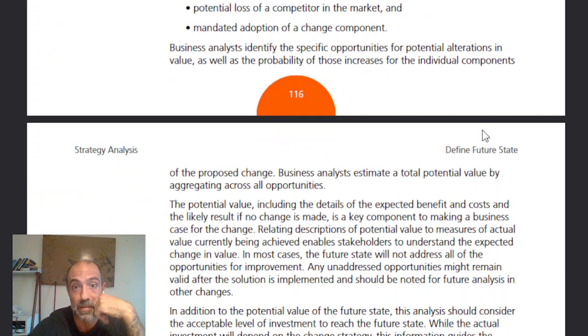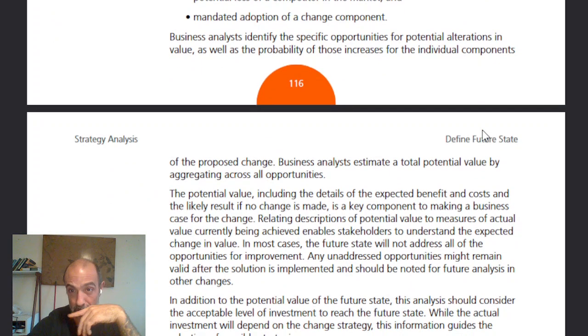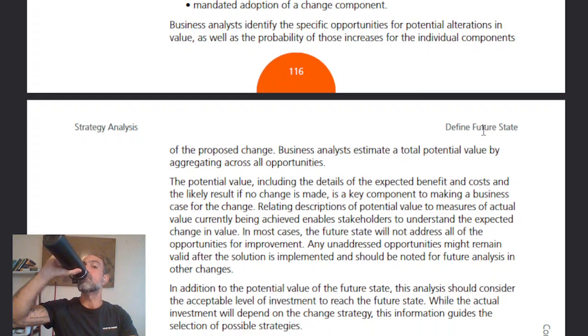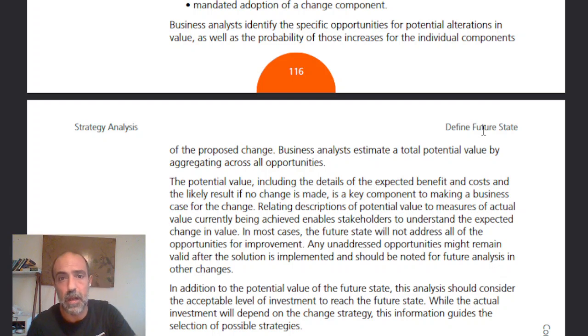So business analysts identify the specific opportunities for potential alterations in value, as well as the probability of those increases in the individual components of the proposed change. So here they're saying we identify specific opportunities for potential alterations in value, as well as the probability of those increases for the individual components of the proposed change. Because ultimately everything could change and will eventually affect us.